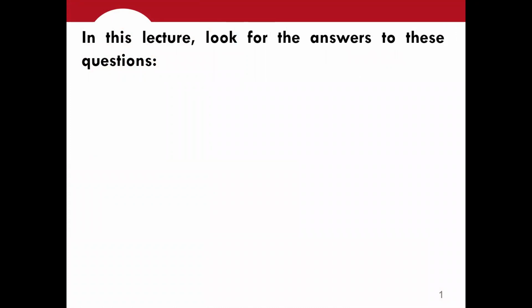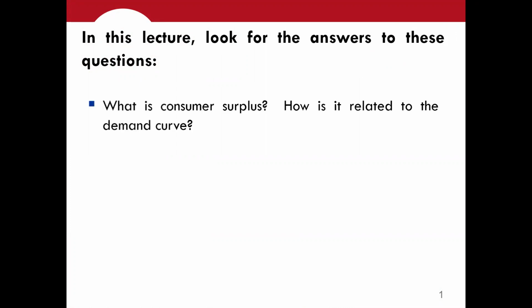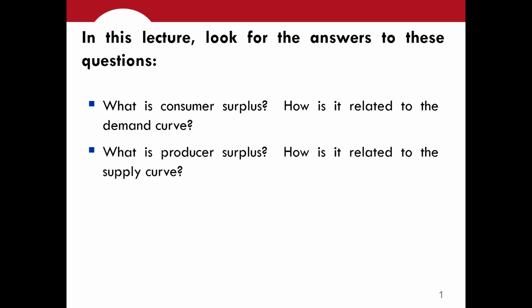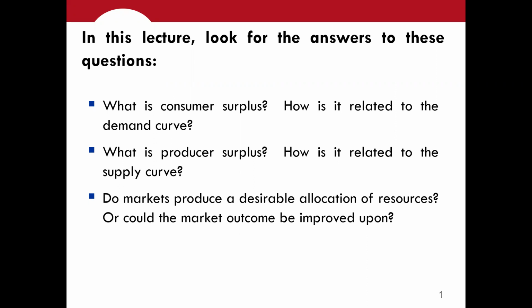So in this lecture, we'll look for answers to the following questions. The first one is, what is consumer surplus? And how is it related to demand? Secondly, what is the producer surplus? And how is it related to the supply curve? And lastly, do markets produce a desirable allocation of resources? Or could markets' outcome be improved upon?